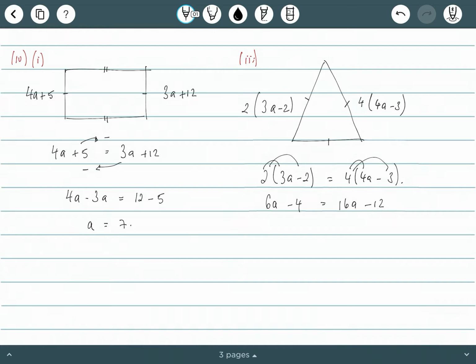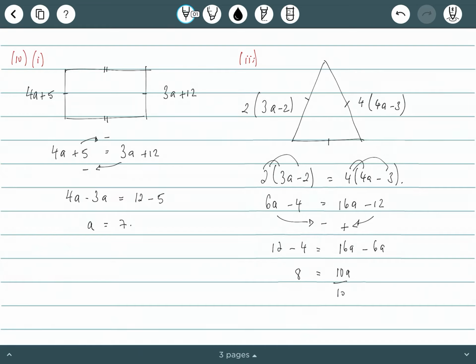Move the a's to the side of the bigger a's. So I'm going to move that 6a across, it's going to become a minus. I'm going to move that minus 12 across, it's going to become a plus. So on the left hand side I'm going to have 12 minus 4. On the right hand side I'm going to have 16a minus 6a. 12 minus 4 is 8. 16a minus 6a is 10a.